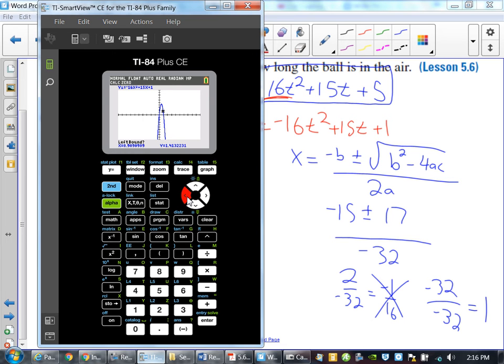So it's asking me left bound. Well, I want my left bound to be about there. Hit enter. Right bound. Hit that one and hit enter. Guess. Well, it doesn't look like it's 65 degrees out like it was earlier. It looks like it's like 50. It looks cold and crummy.